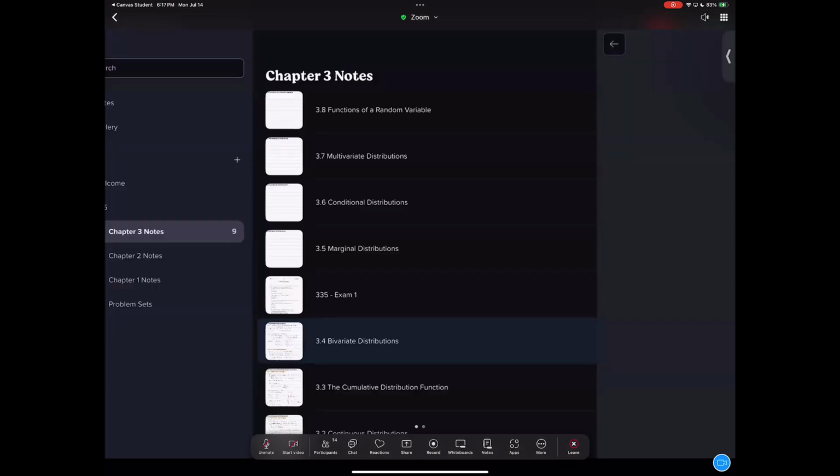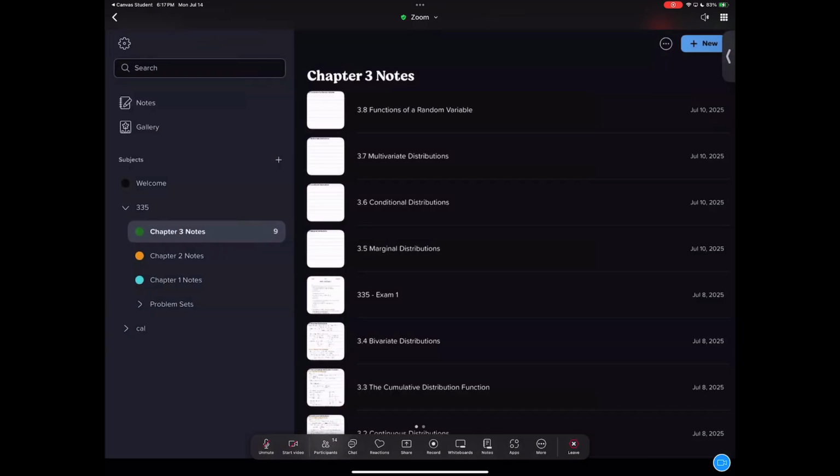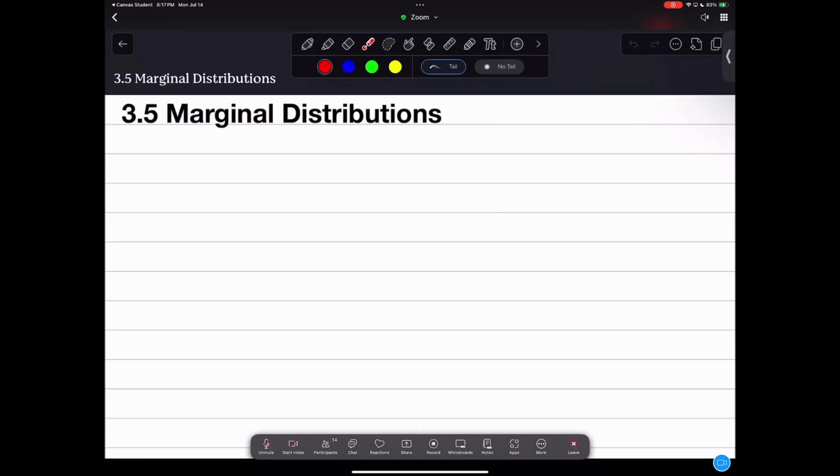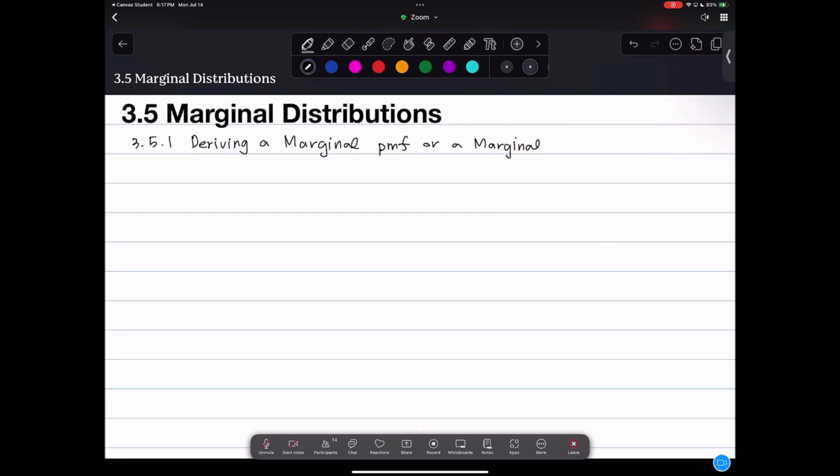All right, let's go into 3.5, the marginal distribution. So I have introduced the marginal CDF already. So let's get the concept of marginal. Here goes the first subsection, 3.5.1. It's about deriving a marginal PMF, probability mass function, or a marginal PDF, probability density function.